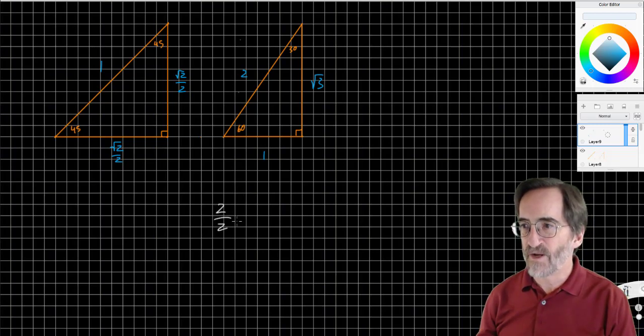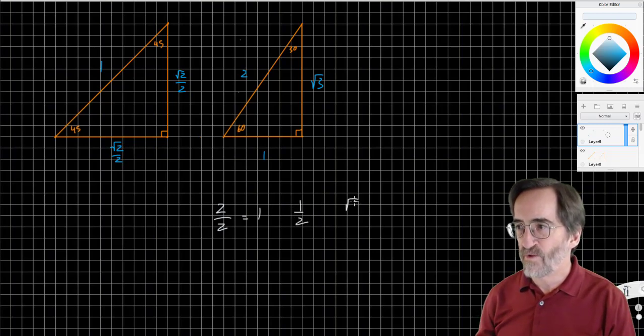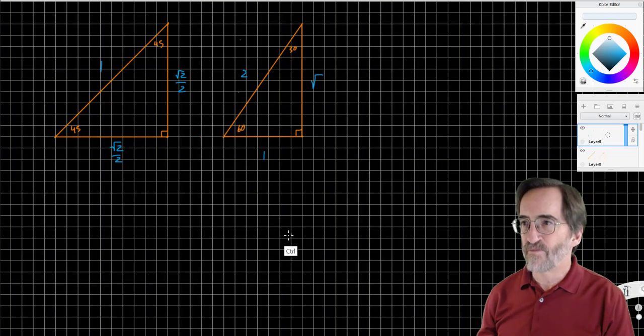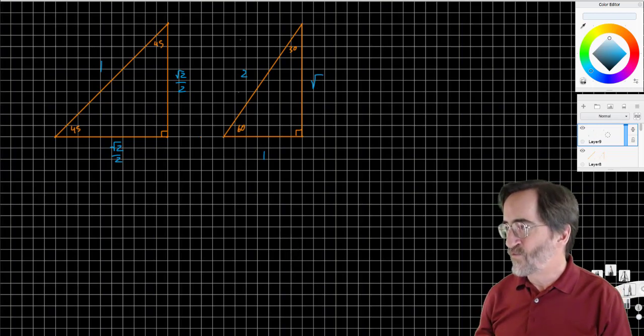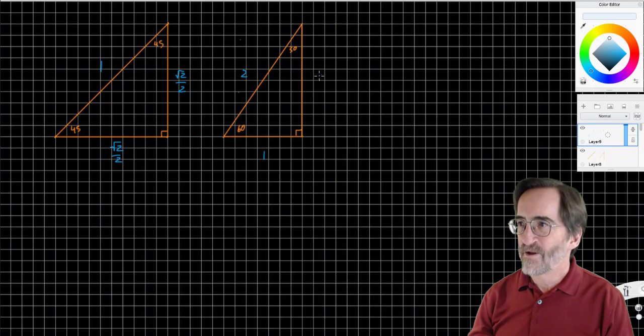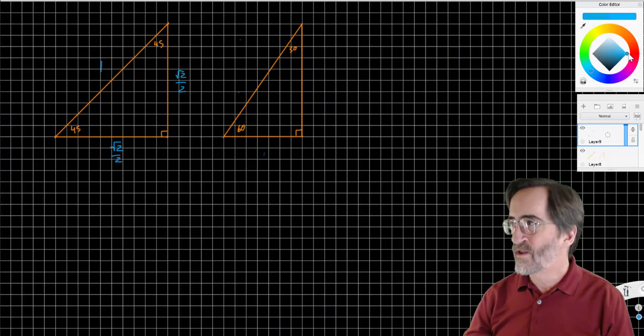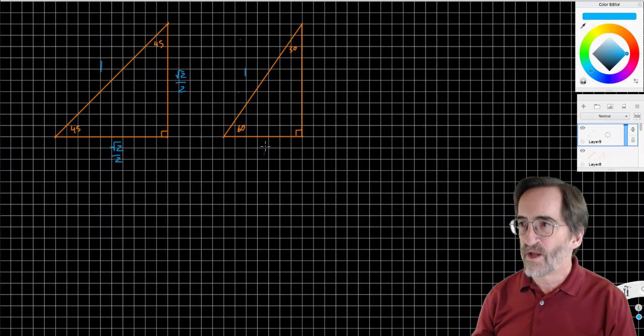2 divided by 2 is 1. Let's divide them all by 2. 1 divided by 2 is 1/2, and √3 divided by 2. So the sides become, keeping the same proportion, the hypotenuse becomes 1, the short leg becomes 1/2, and the long leg becomes √3 over 2.